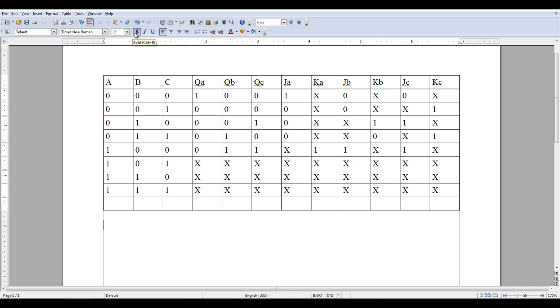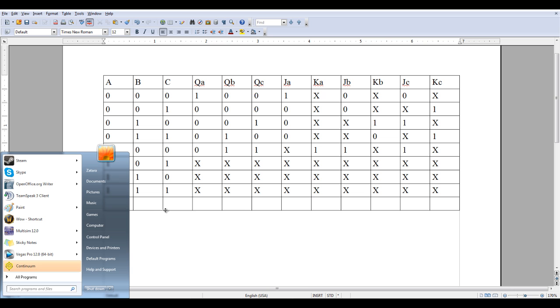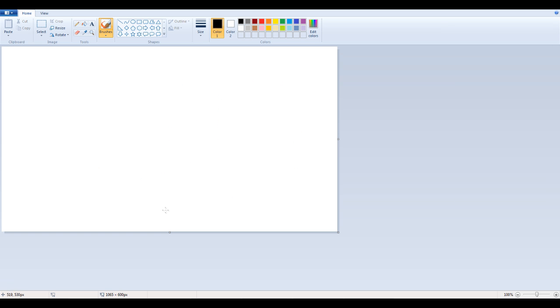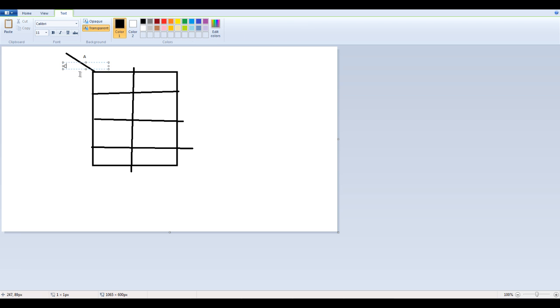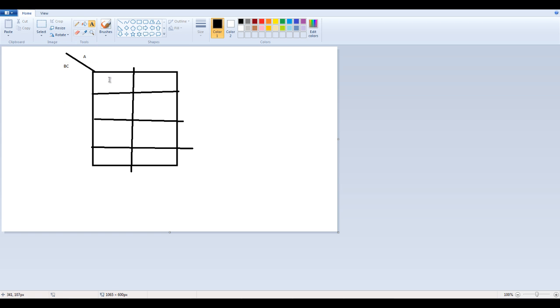Our long-beloved K-maps. Before I do that, let me go to Paint and show you how I do my K-maps. So we have this. Straight lines. So we have here our A, B, C. Okay. So this is how I do this K-map.